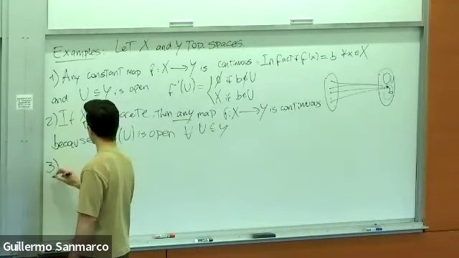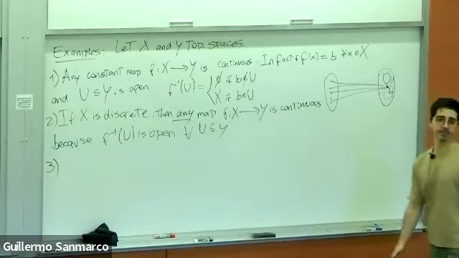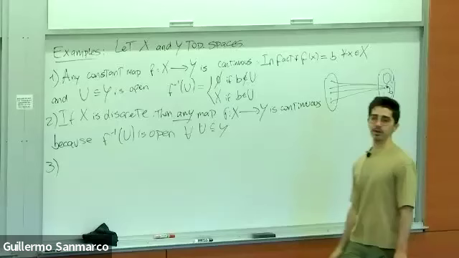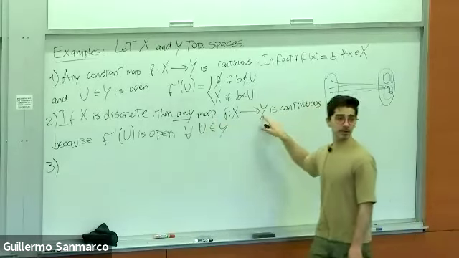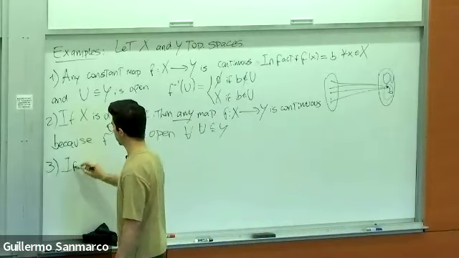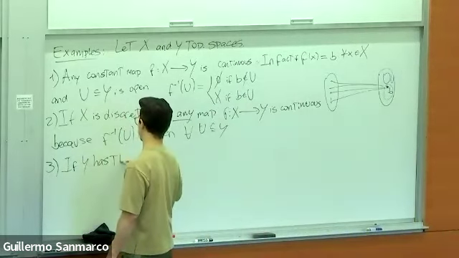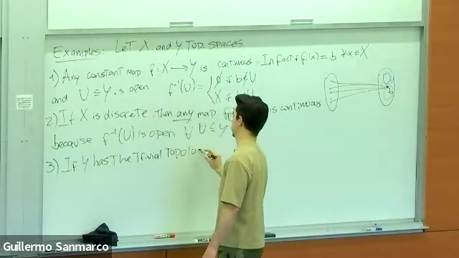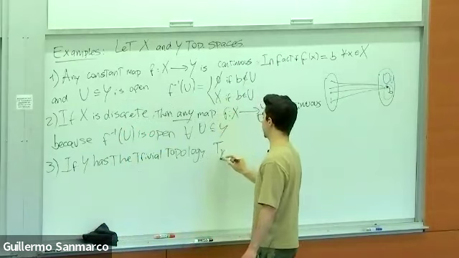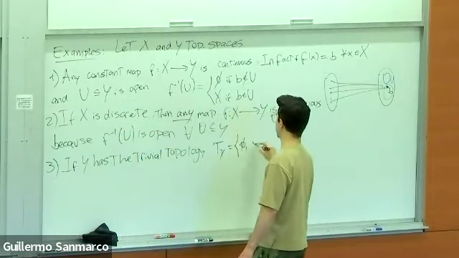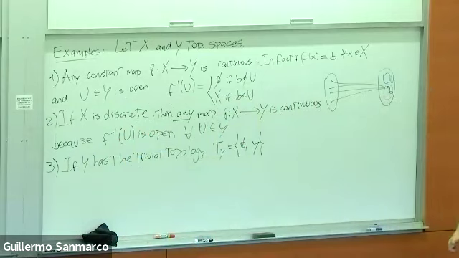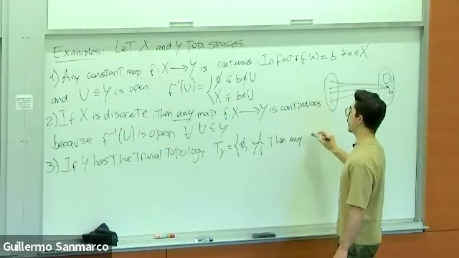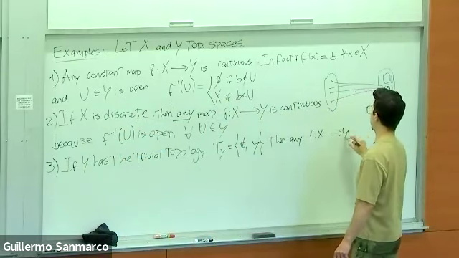Third one, kind of a dual version of this. We have two topologies that are not very useful. This is the first one. Then we have another one, which I will impose here. If Y has the trivial topology, that means the topology on Y is just the empty set and Y. Then any map F from X to Y is continuous.